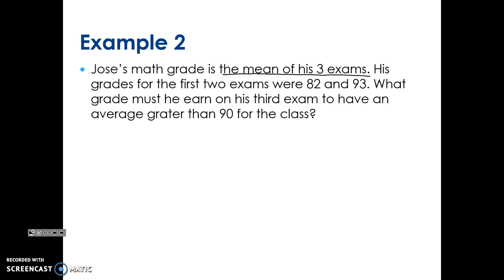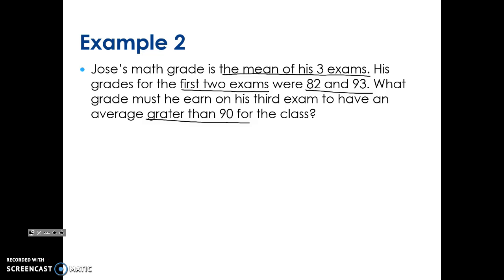It's when I add the numbers together and divide by how many I have. So Jose's math grade is a mean of 3 exams. So we're going to add 3 exams together and divide by 3. So it says his grades for the first 2 exams were 82 and 93. What grade must he earn on his 3rd exam to have an average greater than 90 for the class? So there's my key information that will take me into the answer for this problem.